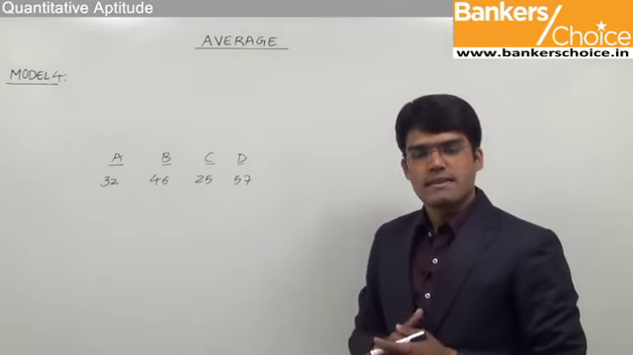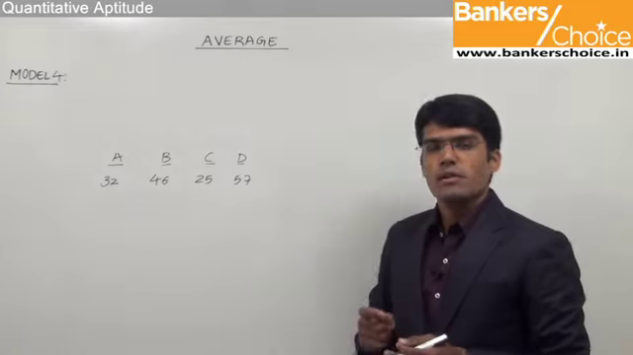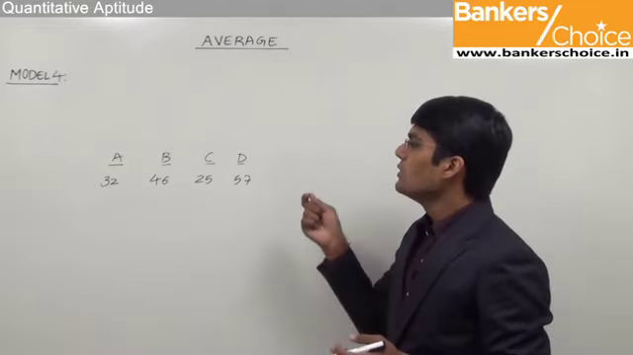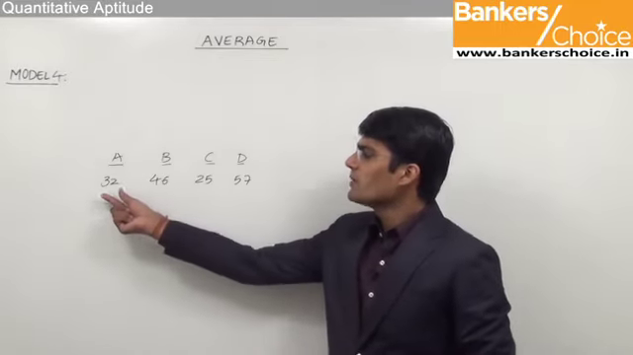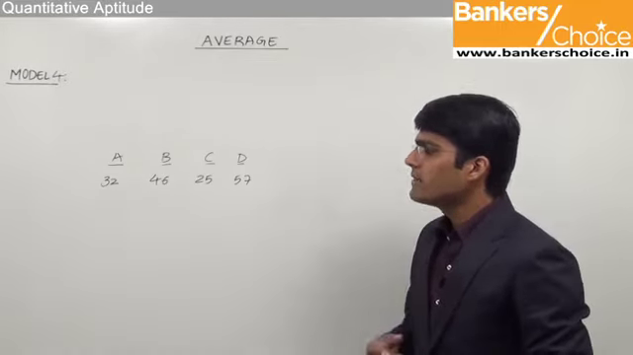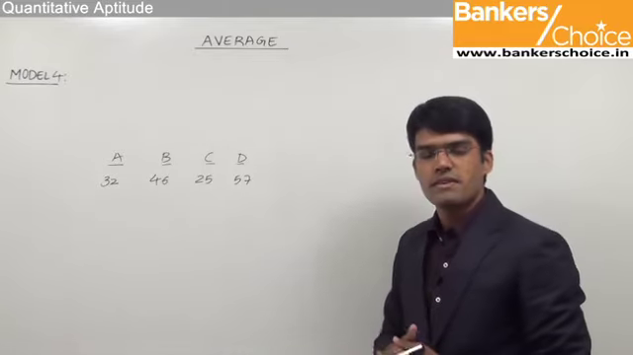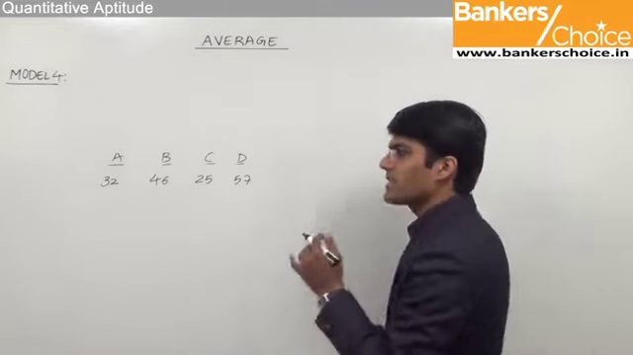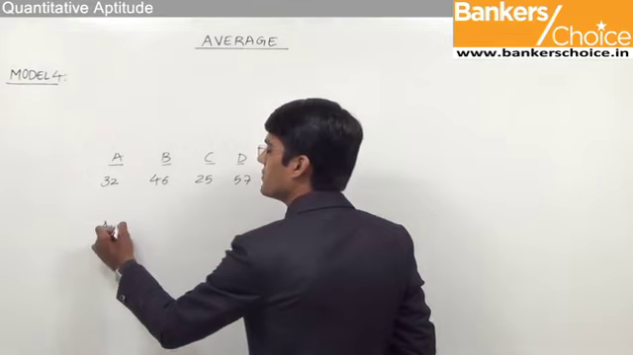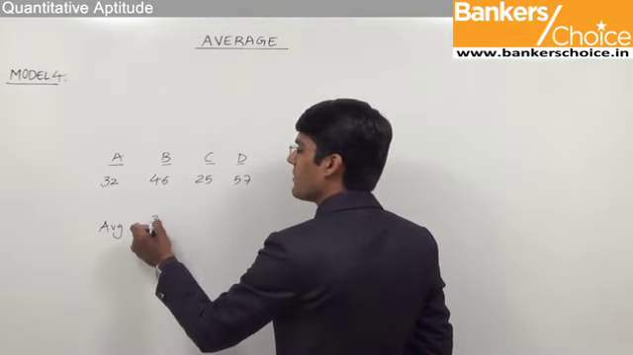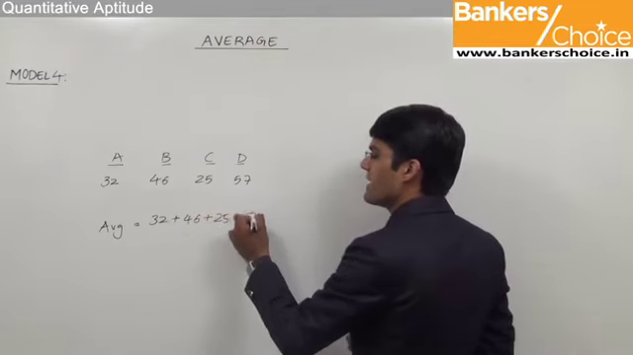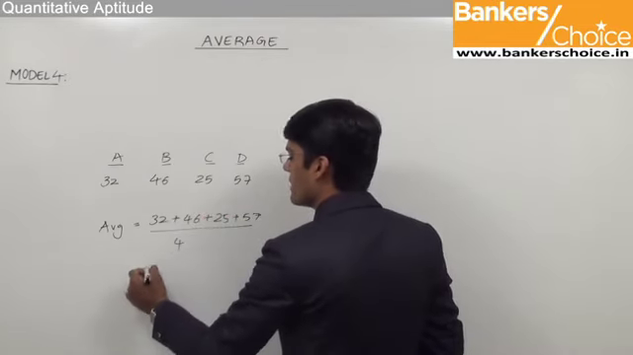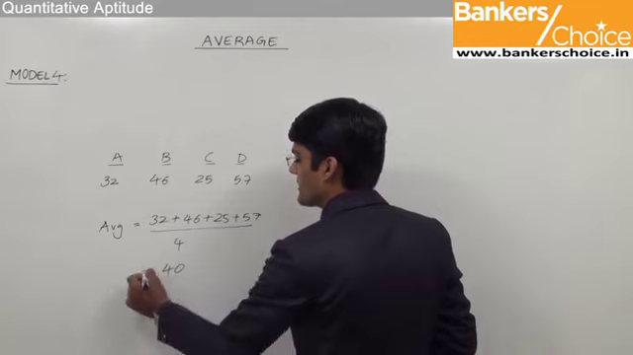Let us now understand the second point, that is, what will happen to the average when a new person wants to join the group. Here we already have four persons with their weights, that is 32, 46, 25 and 57 kgs respectively. Let us first of all find out the average of this group. The average of this group, as we have already calculated, will be equal to 32 plus 46 plus 25 plus 57 by 4, which is 40 kgs.